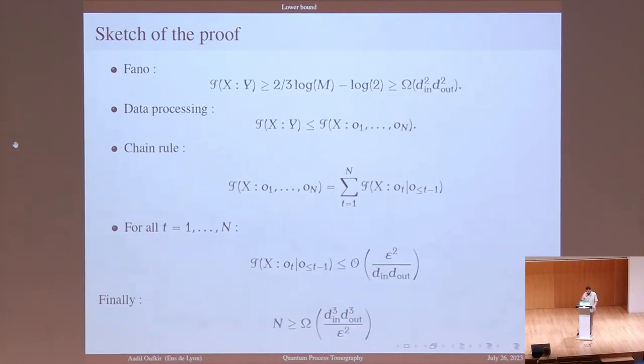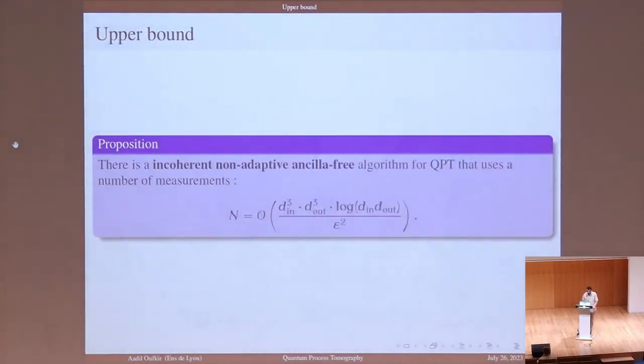So now that we have seen how to prove the lower bound, let us move to the upper bound. And recall that for the upper bound, we can propose an incoherent, non-adaptive, ancilla-free algorithm that uses a number of measurements of order d_in cubed times d_out cubed times log(d_in, d_out) over epsilon squared.